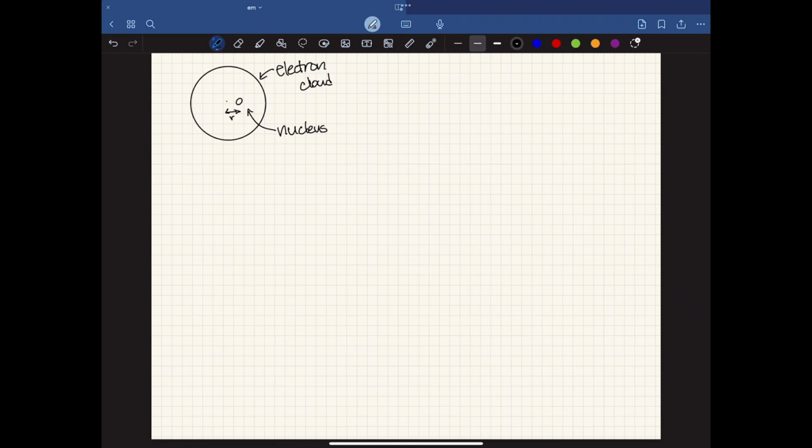I'll be doing problem 4.2 in Griffiths' Introduction to Electrodynamics. According to quantum mechanics, the electron cloud for a hydrogen atom in the ground state has a charge density rho of r equals q over pi a cubed e to the power of negative 2r over a, where q is the charge of the electron and a is the Bohr radius. Find the atomic polarizability of such an atom.